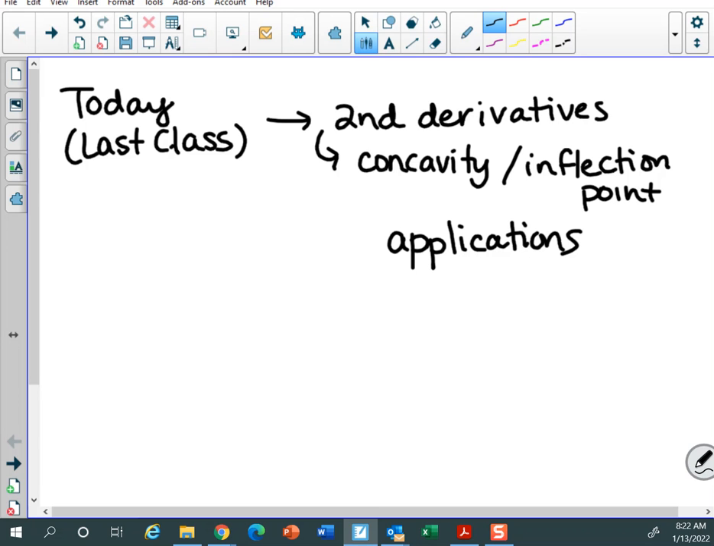And so we focused on that last time, specifically with the concept of that point of diminishing returns. And we're going to pick up with that again. We're going to do an example of a diminishing return again to start things off, and then talk a little bit more generically about concavity and points of inflection and their applications. Okay? So that's today.